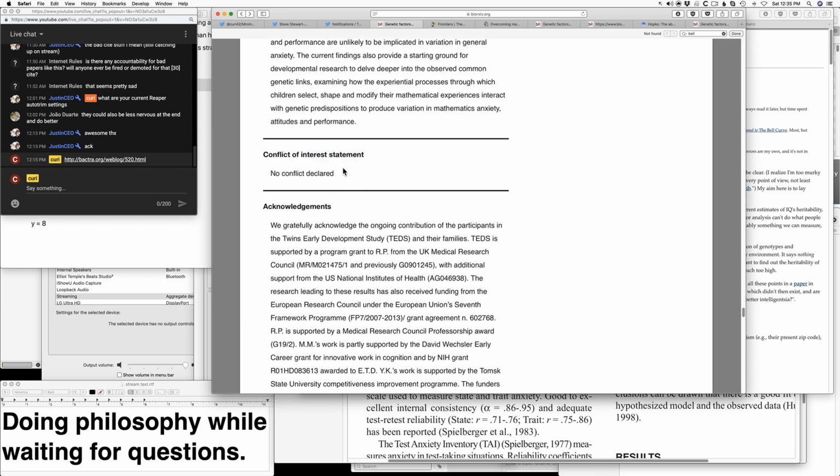No conflict of interest. Seriously? It is in the interest of their career that their study does not have errors. So that's a conflict of interest. They really couldn't think of any conflict of interest.